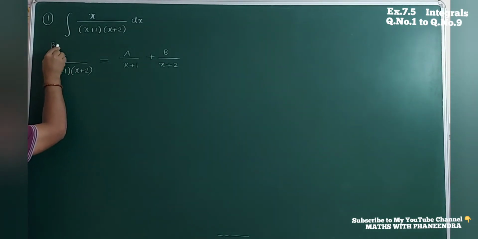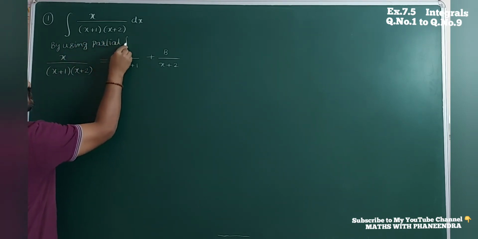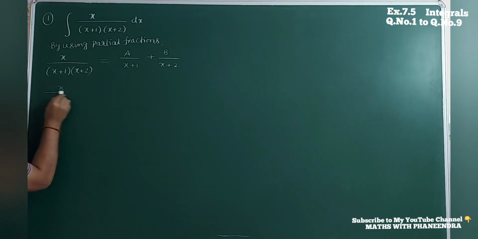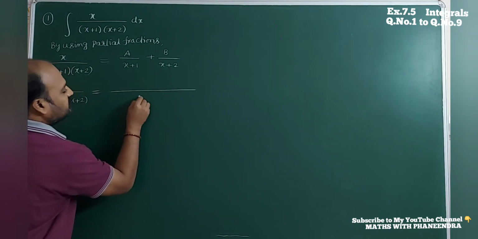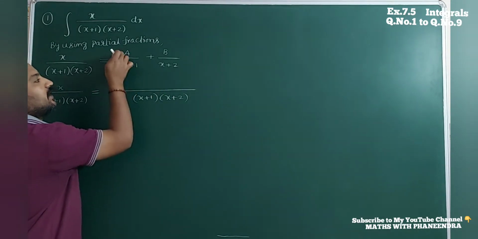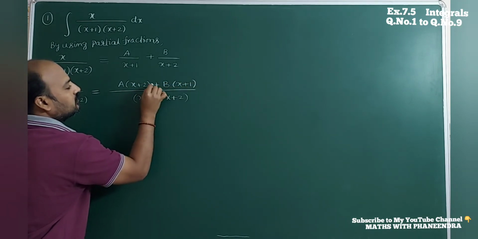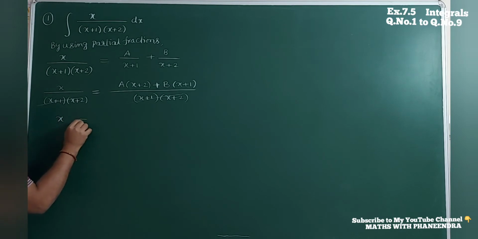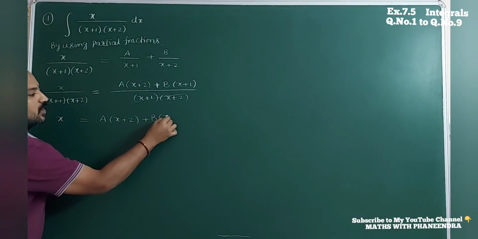By using partial fractions, x divided by x plus 1 into x plus 2 can be written as A by x plus 1 plus B by x plus 2. Here the LCM is x plus 1 into x plus 2, so the denominators get cancelled. Now x is equal to capital A into x plus 2 plus capital B into x plus 1.